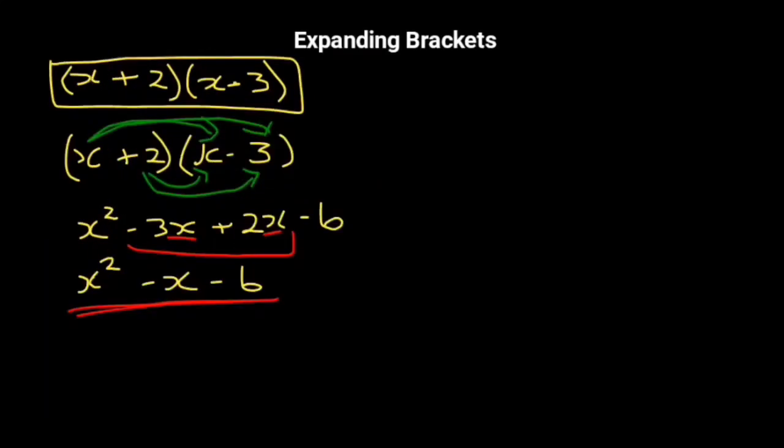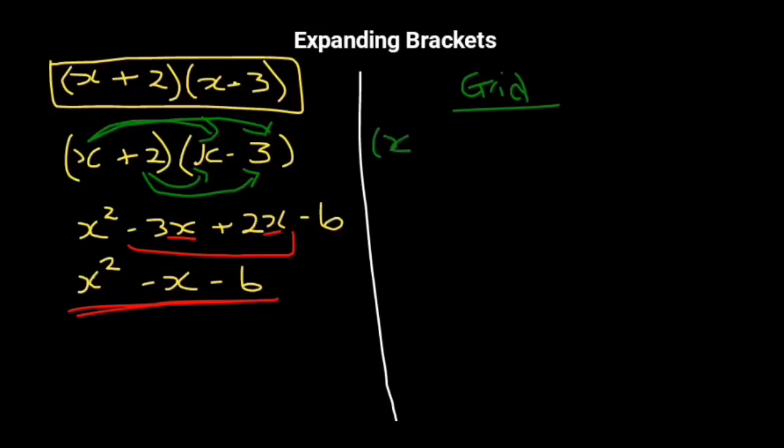We will now go over to our second method. And this method is known as the grid method. We should have the same answer after working it through the grid method as what we did on our left, so the answers must be the same. So let's write back our expression, which is x plus 2 and x minus 3.